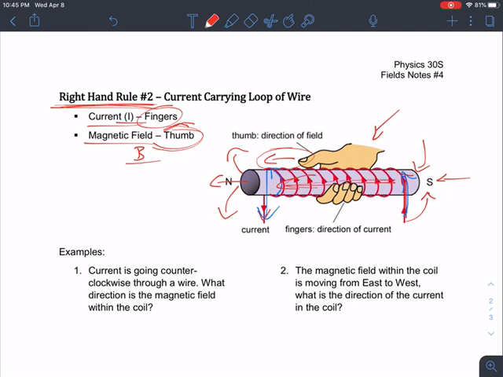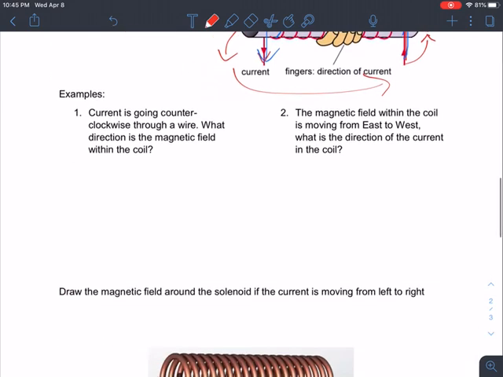Inside, the magnetic field is going through in the direction of your thumb, and then on the outside, it's going around like a bar magnet. This becomes the North Pole, this becomes the South Pole. Okay, so some quick examples.